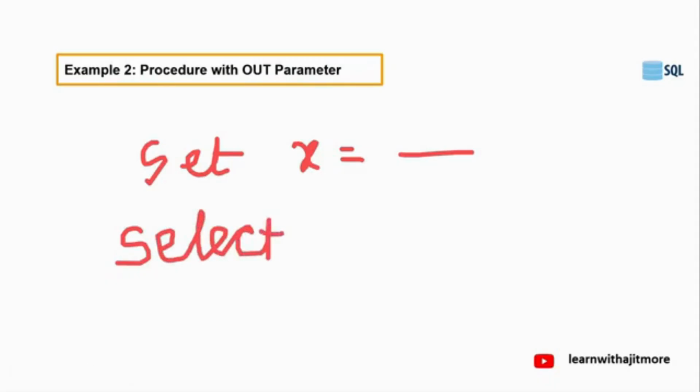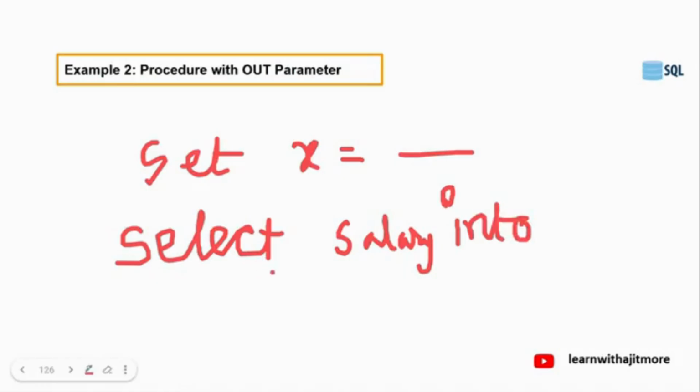But we have to write like this. Select whatever, example salary, into, where salary is the column in the table. Here you have to write INTO. Till now we haven't used INTO with a select statement. This is the special SELECT INTO statement to be used in stored programs. In stored programs only we are allowed to use this INTO clause. So select, this is your column in the table, into temporary variable, from whatever the table name is.